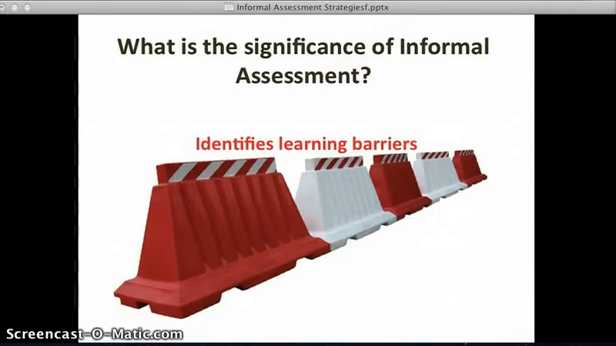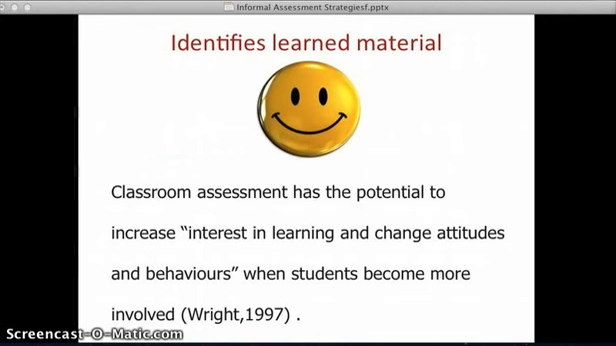Then what is the significance of informal assessment? Well, it helps to identify many learning barriers. Those barriers can be misconceptions, difficulties, troublesome knowledge, application disconnects, and so on. Very rightly said, classroom assessment also helps to improve interest in learning, and it changes attitudes and behaviors, making students more self-reflective.